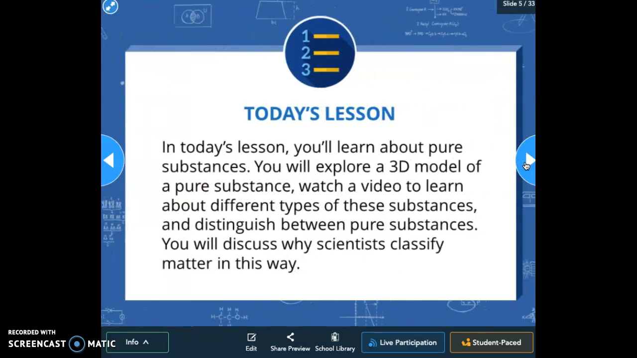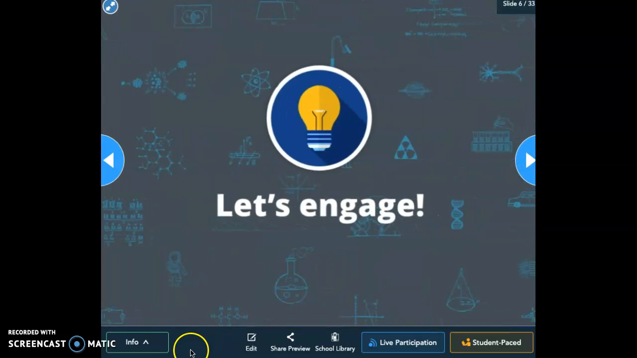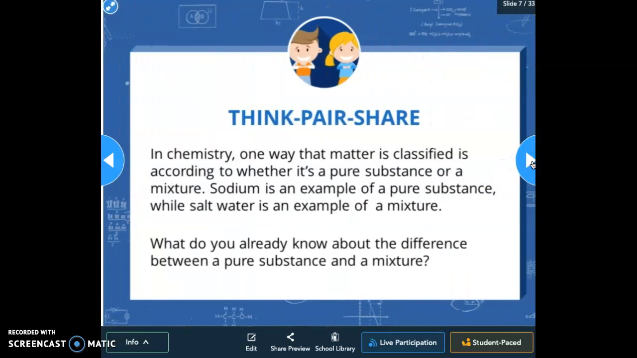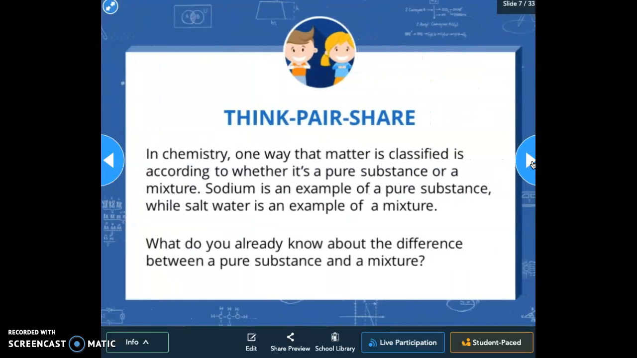In today's lesson, you'll learn about pure substances. You will explore a 3D model of a pure substance, watch a video to learn about different types of these substances and distinguish between pure substances, and discuss why scientists classify matter in this way. In chemistry, one way that matter is classified is according to whether it's a pure substance or a mixture. Sodium is an example of a pure substance, while salt water is an example of a mixture.